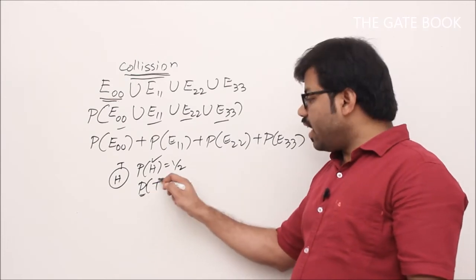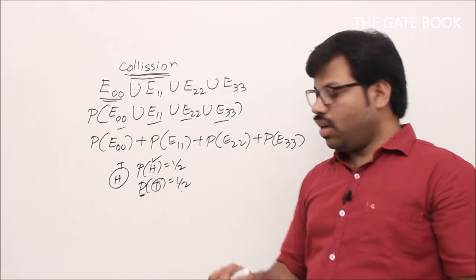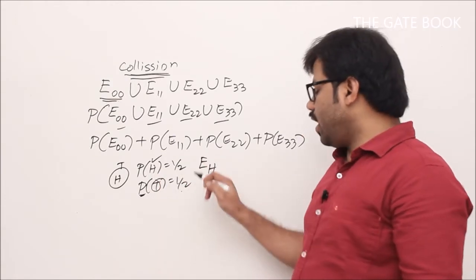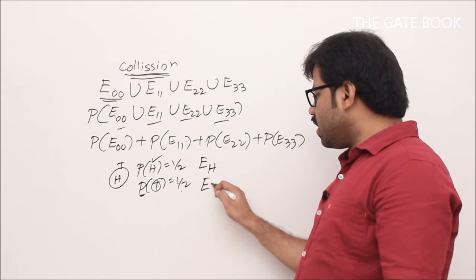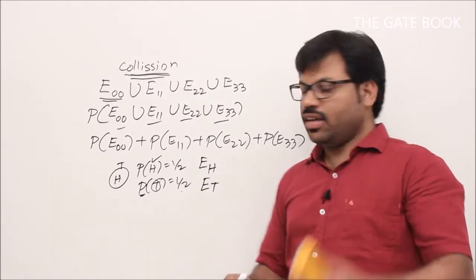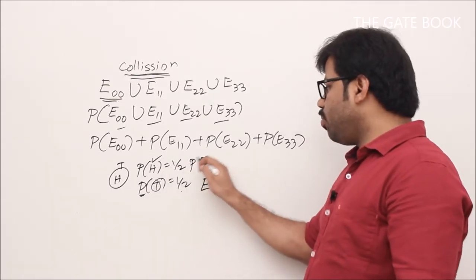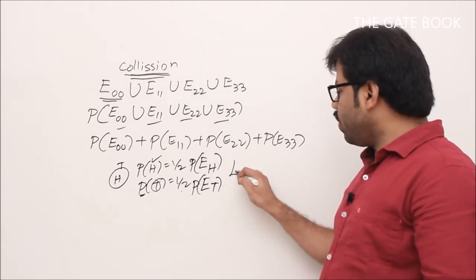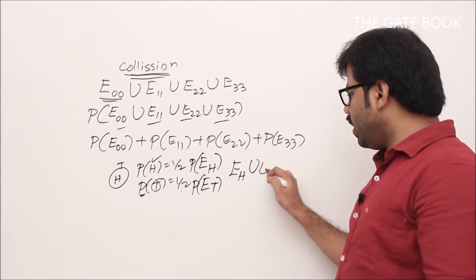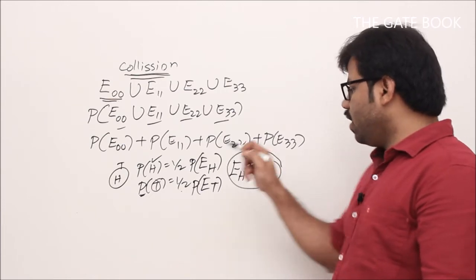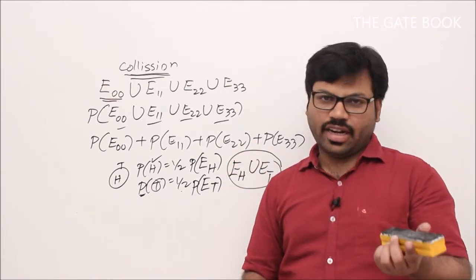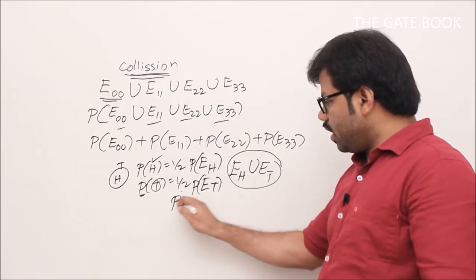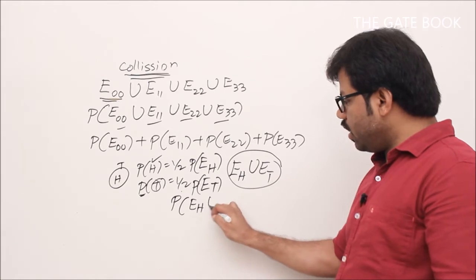The probability that the tail event occurs is 1 by 2. Now, let's say that event EH is getting head and event ET is getting tail. So the probability of H is the probability of EH, and the probability of ET. Now, I want an event called EH union ET. That means I am expecting an event called getting head or tail when a coin is tossed. Then further, the probability is the probability of EH union ET.